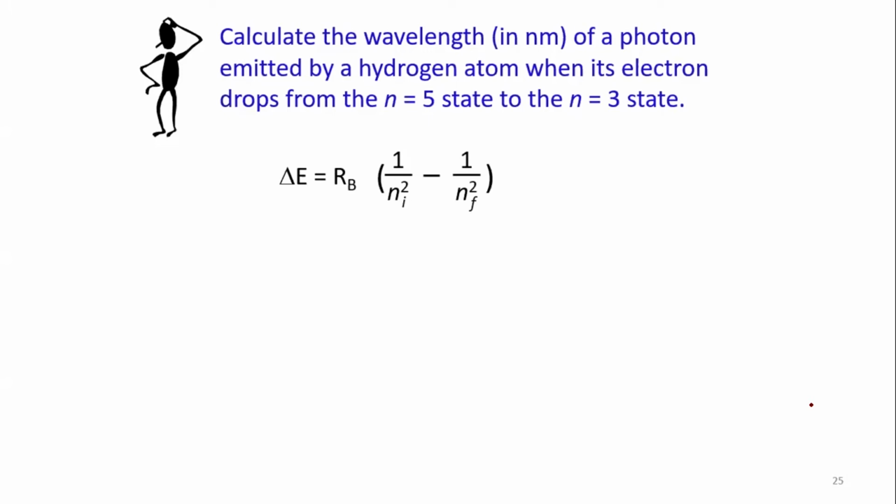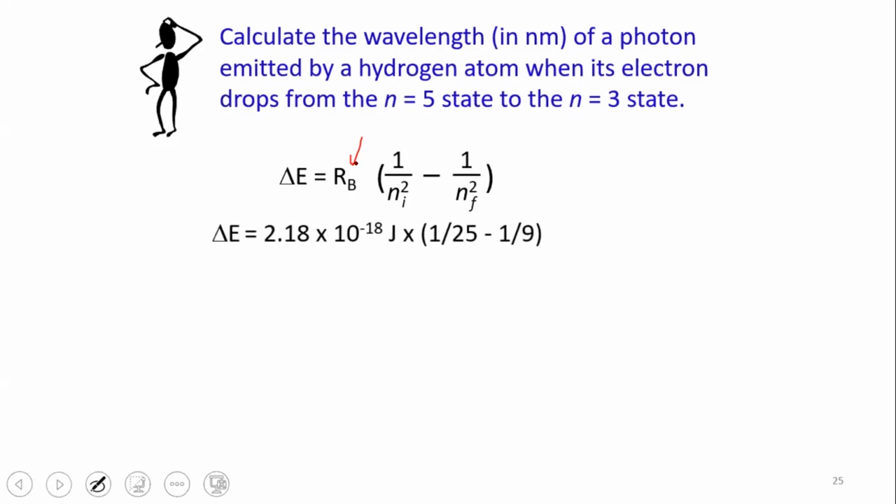By the way, I think you may need to correct this. I think in your handout, it says R sub H, but I prefer to keep R sub H as a symbol of the original Rydberg constant and R sub B as the one that we use in Bohr's model, which is in units of energy.